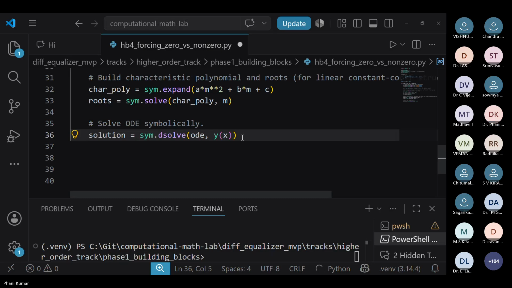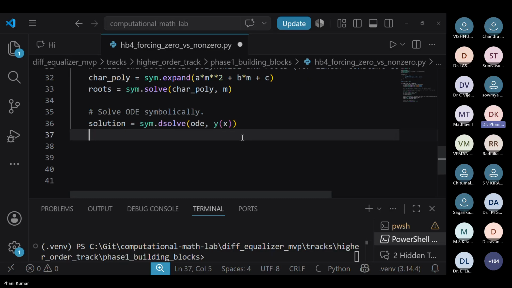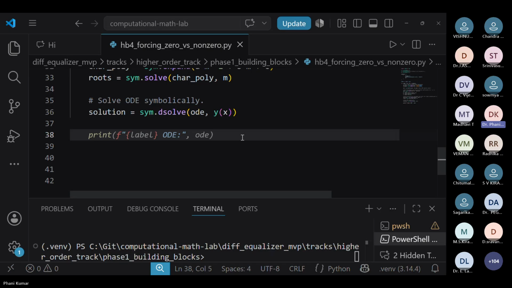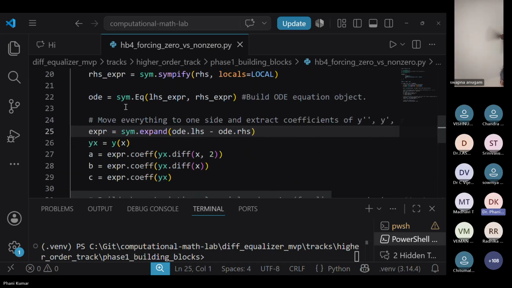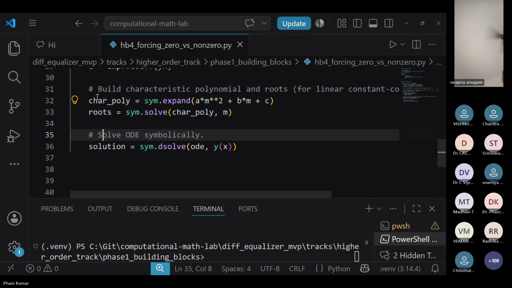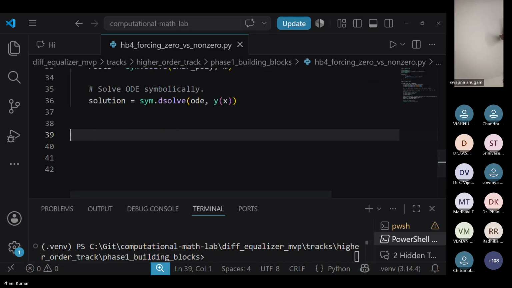So now, after getting the roots, finally we are going to get the solution of our differential equation. So this is the method sim dot dsolve. What differential equation are we going to solve? ODE of y of x, right? So that gives us the final solution, right? So this is the ODE. Now we'll see one example, one by one.